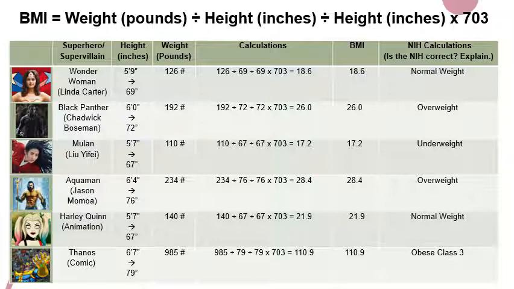Mulan, the newly anticipated live-action Disney movie. The actress is 5 feet 7 inches. So to change that into inches, 5 times 12 plus 7 equals 67 inches. So let's look at the calculation. 110 pounds divided by 67 inches, divided again by 67 inches times 703 equals 17.2. So that's her BMI. So she's considered underweight.